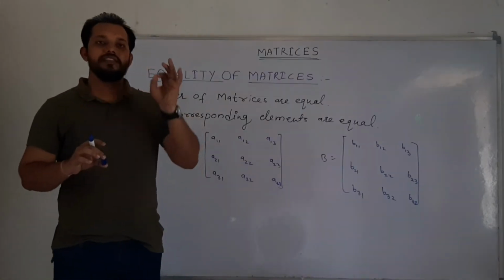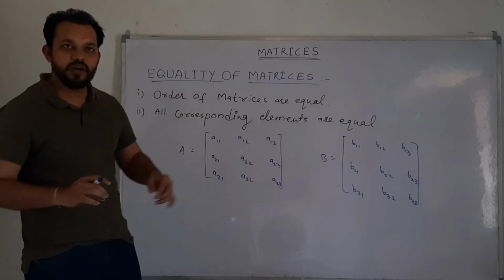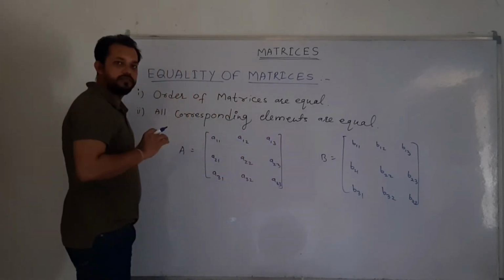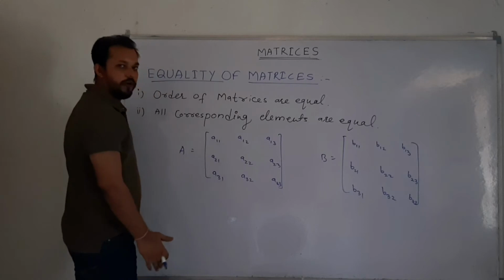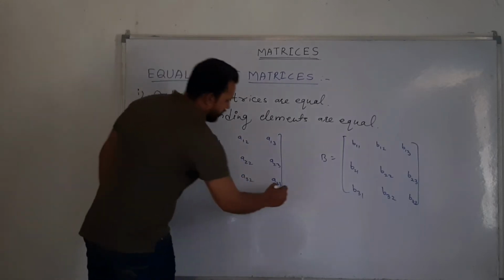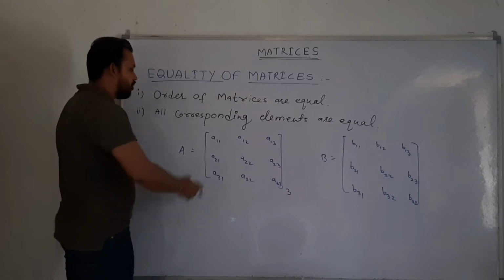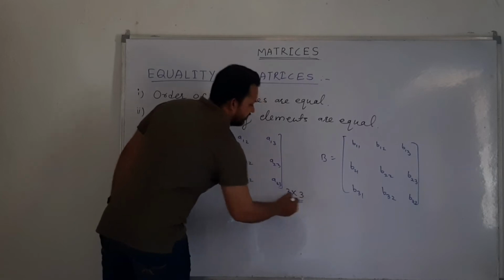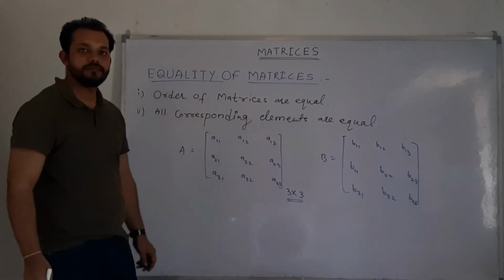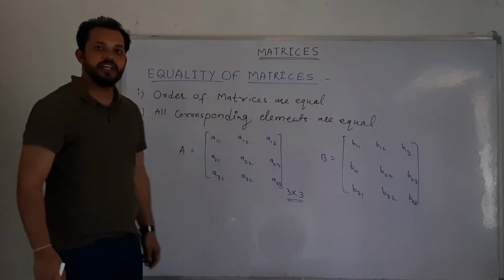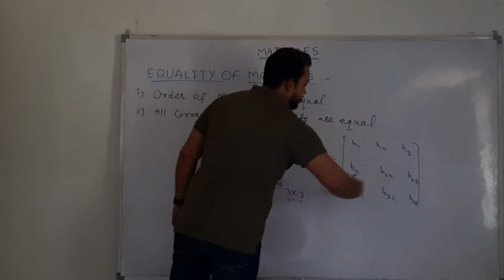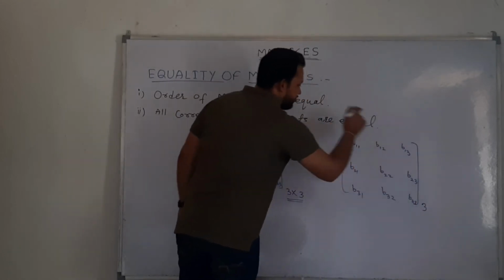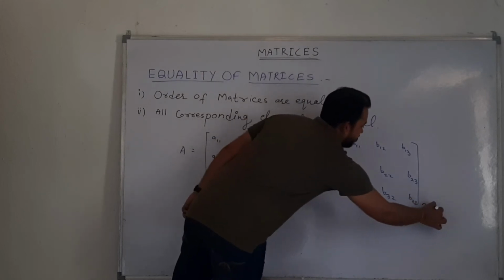Now to say these two matrices A and B are equal, we have to check the order of both matrices. In the first matrix, the number of rows is 1, 2, 3. There are 3 rows. The number of columns is 1, 2, 3. So we can say that the order of the matrix is 3 into 3. In the second matrix, the number of rows is 3, and the number of columns is again 3. So we can say 3 cross 3.